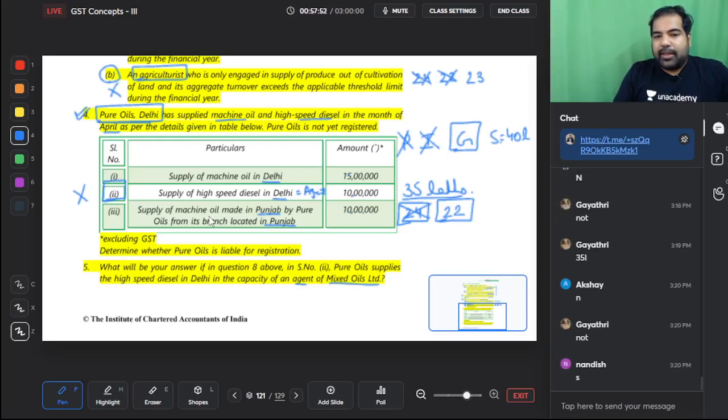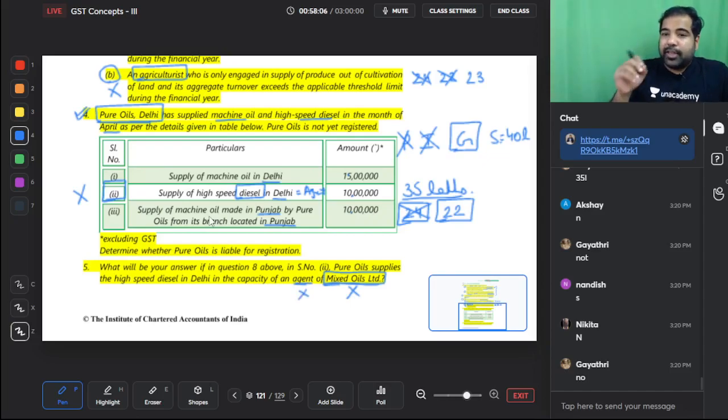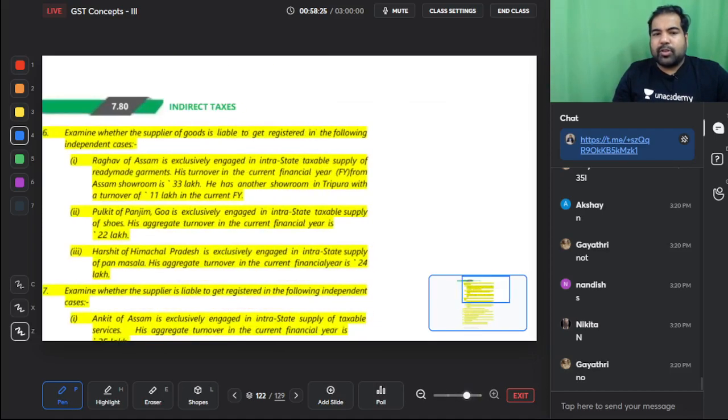Guys, this is only diesel. In diesel, will mixed oils be registered, guys? No. In mixed oils, if mixed oil is supplying diesel, they are not registered. And if your principal is not registered, will you have to be registered? No. That's a very, very good question. Again, I repeat, if Pure Oil is an agent of mixed oil, if the principal is taxable, you would have to be registered; here the principal is not a taxable person and hence you will not have to be registered. Alright. Guys, going to the next question, over to you all.